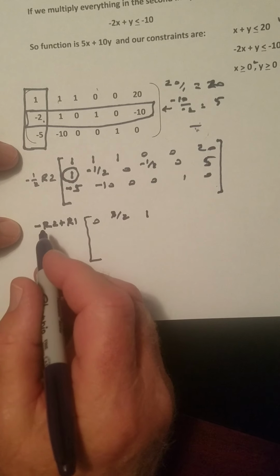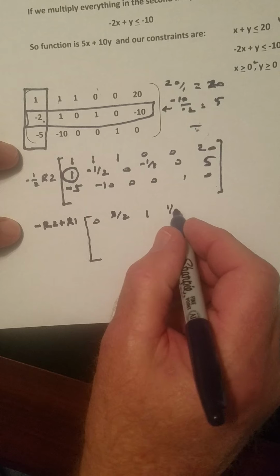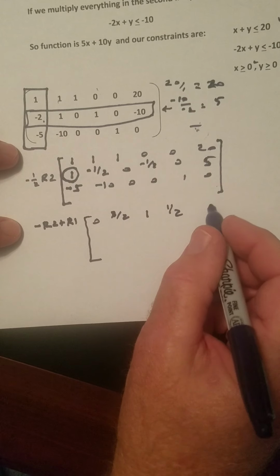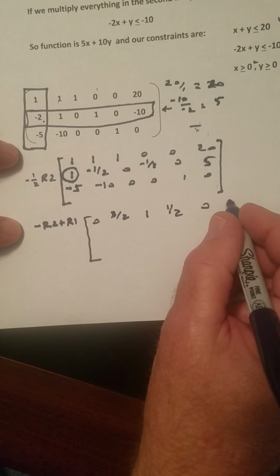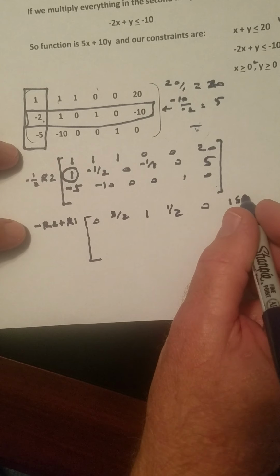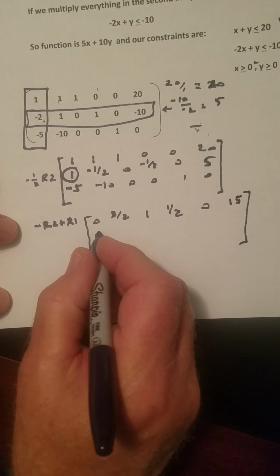Wait a second, I just missed something here. No, I didn't. So that's what positive 1/2 and 0 is 1/2. 0 plus 0 is 0. And then negative 5 plus 20 is 15. Second row stays the same.